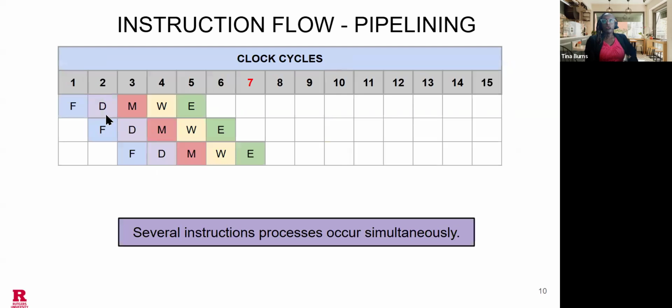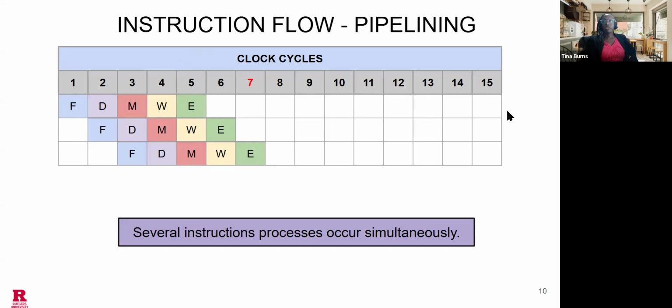Here, what I'm doing is I'm changing it so that as soon as I fetch the first instruction, while I'm decoding the first instruction, I'm going to fetch the second instruction. While I'm decoding the second instruction, I'm going to fetch the third instruction, and these are all happening in successive clock cycles. So now something that previously took me 15 clock cycles is going to take me 7, assuming that there are no conflicts or hazards, right?